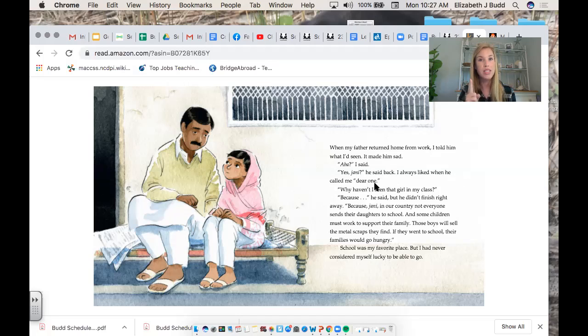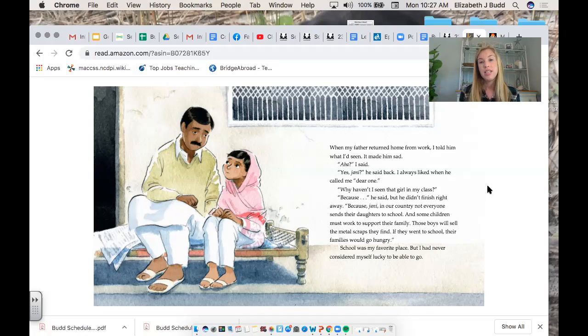So I'm guessing that Johnny means dear one in this language that they speak. So this is another cultural word that means dear one. So she's calling him father, he's calling her dear one. Why haven't I seen that girl in my class?